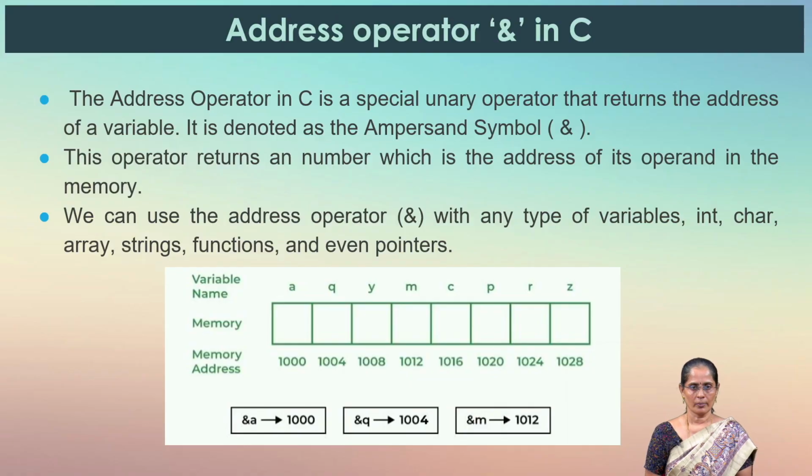So, the address operator ampersand will help us store the address of a particular variable. As given in this example, variable A is represented with the address 1000, variable Q is represented with 1004, and variable M is represented with 1012. We should know how to make use of the pointer and how to do various operations using pointers.